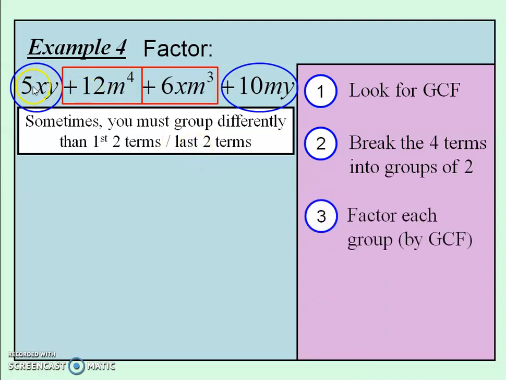And when I factor out each group, I'll just write this blue set like this. The common factor is 5 and y. I'd be left with x and plus 2m. And for these ones, my GCF would be 6m cubed. I'd be left with 2m plus x.